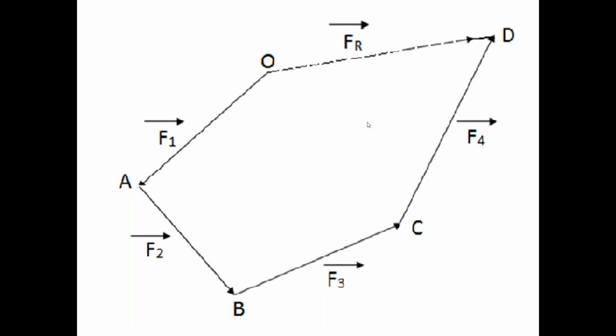If the polygon here is a closed polygon, that is, if the point D coincides with the point O, then the polygon becomes a closed polygon. In the closed polygon, there is no closing side. Already the polygon is closed, so there is no other closing side. If there is no closing side, there is no resultant force. If there is no resultant force, what is the condition of these four forces? In which condition will the four forces exist if there is no resultant force? Anyone give me the answer.